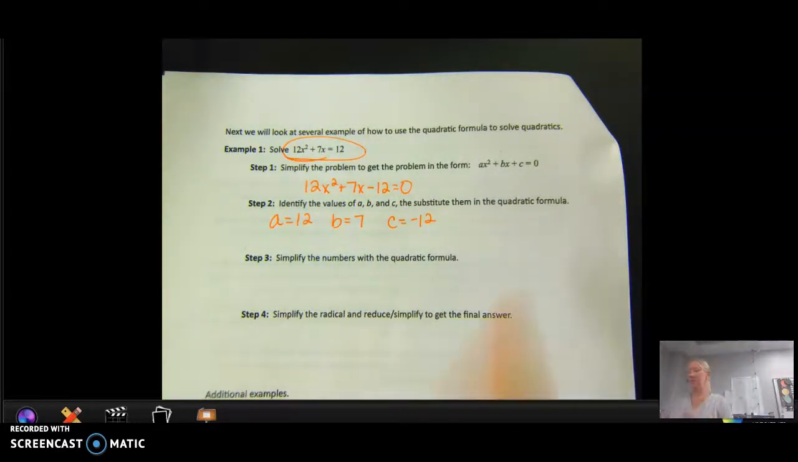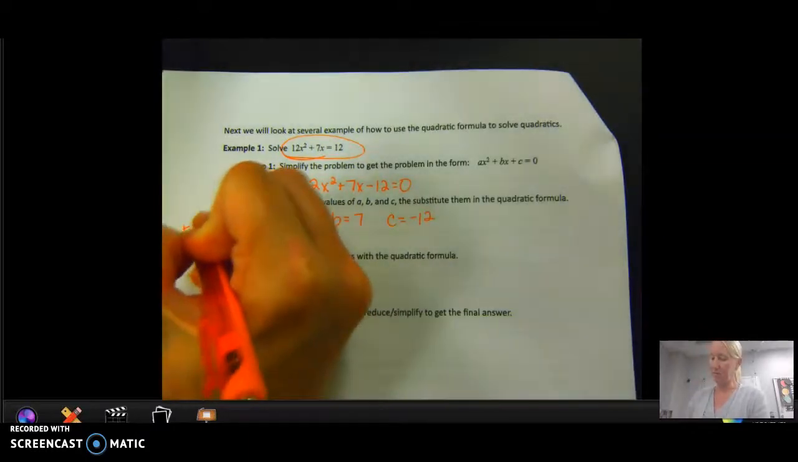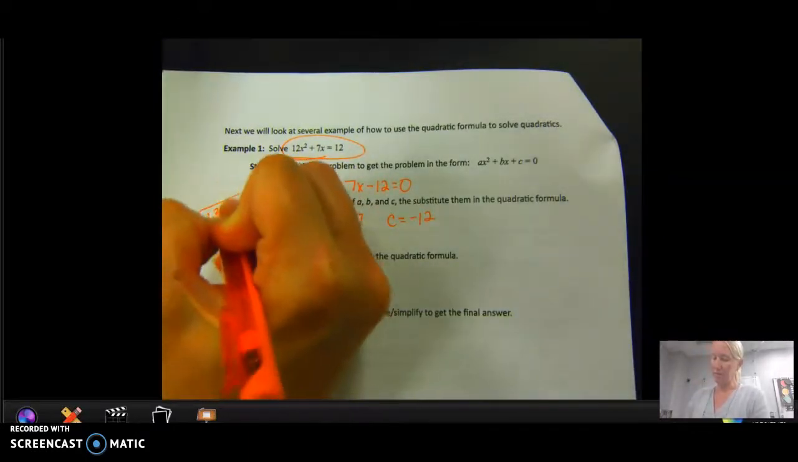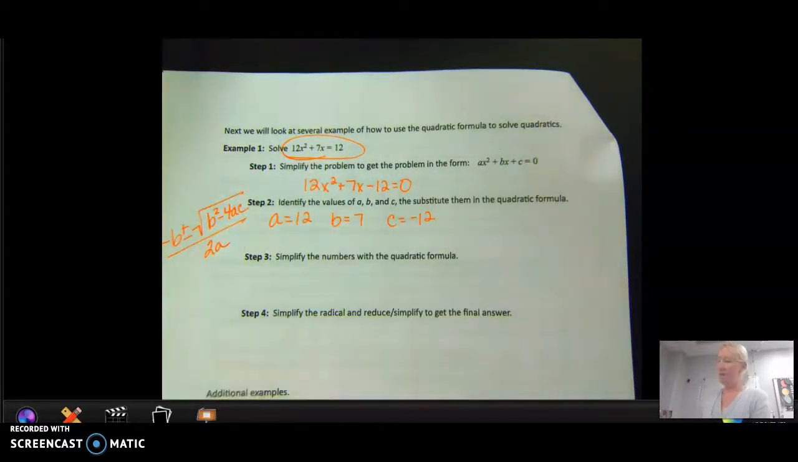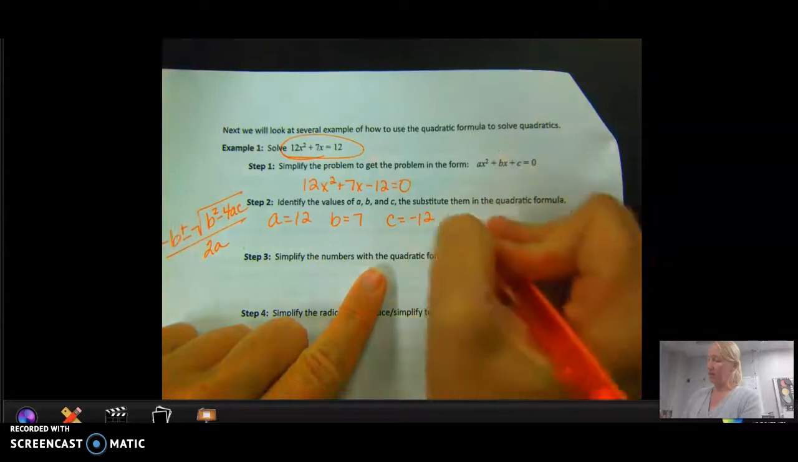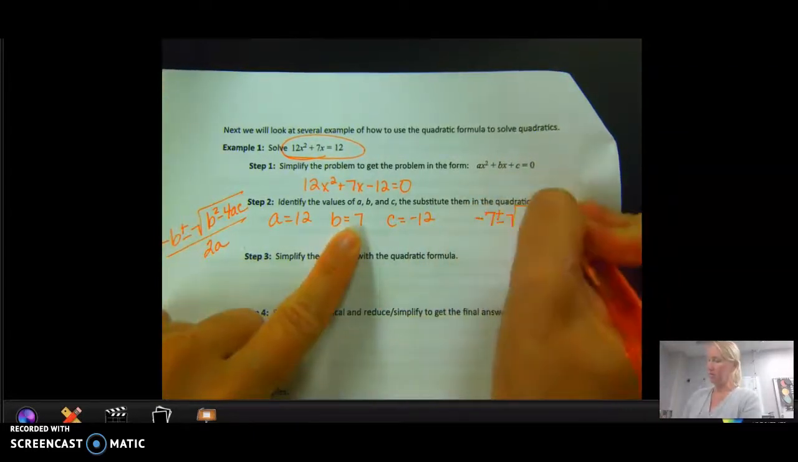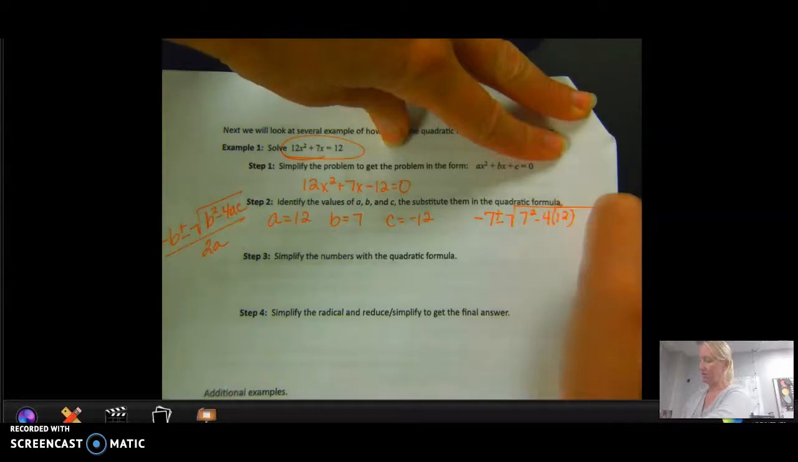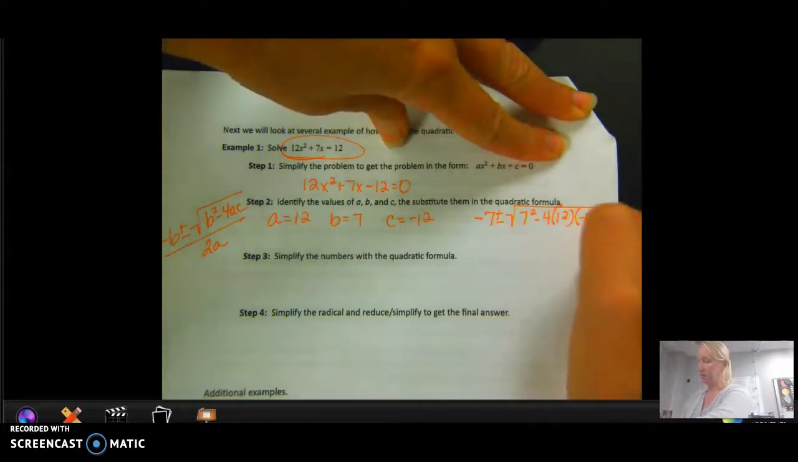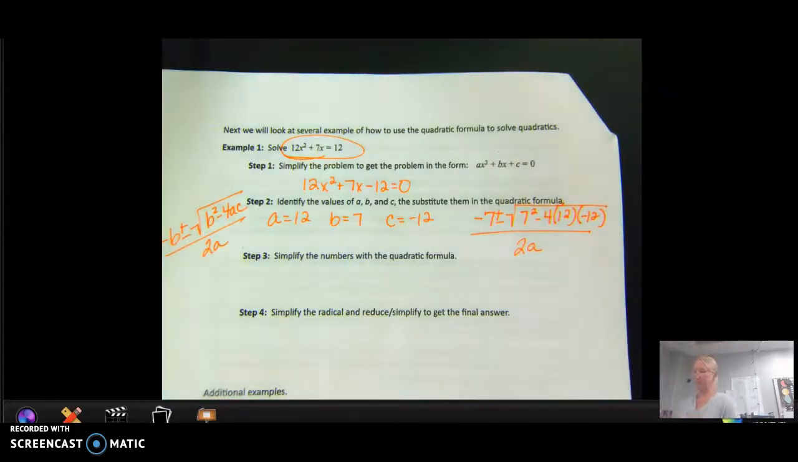Then what I'm going to do is plug it into the quadratic formula, which is negative b plus or minus big square root b squared minus 4ac all over 2a. Okay? So once I do that, I get negative b, so negative 7 plus or minus square root b squared, so 7 squared minus 4 times a, in this case a is 12, times c, which is negative 12. All that over 2a. And then we're going to start simplifying this.